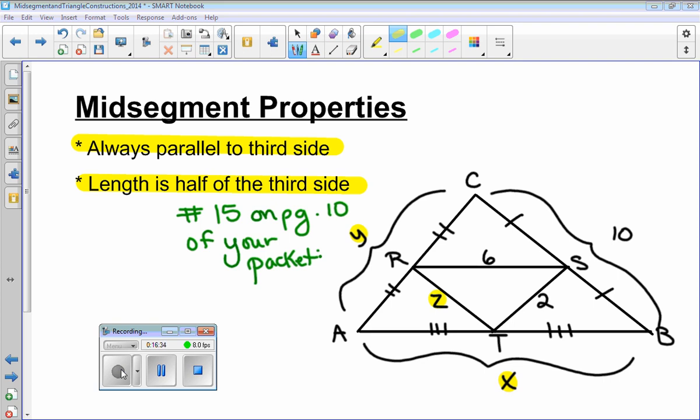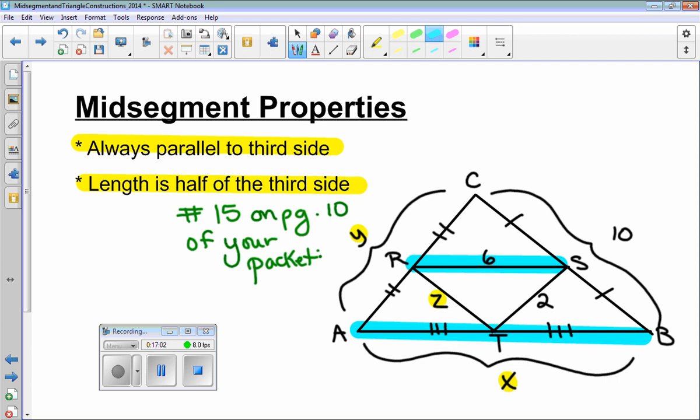Okay? So let's start. Let's first make sure we recognize that we have a midsegment. So let's look at this. Is that a midsegment? What I've highlighted right there. The endpoints are midpoints. Point R is the midpoint of AC, and point S is the midpoint of BC. So we do have a midsegment. So its length is going to be half of the third side. So it's going to be half of x. So x has to be 12. Good.